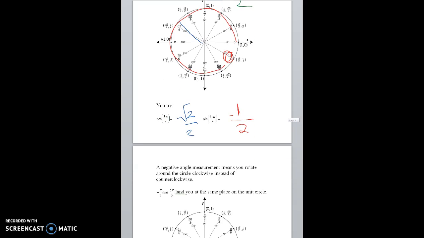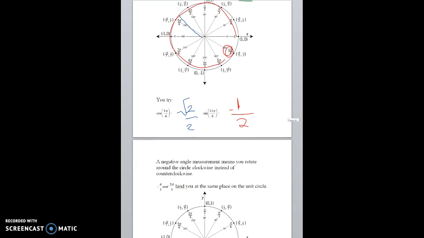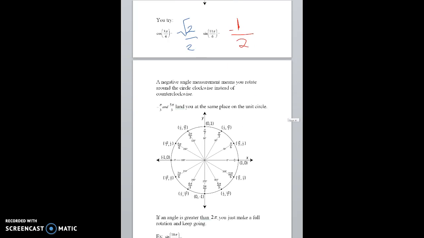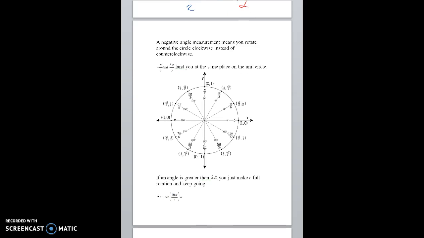So there'll be some problems on the test about this. You'll have your unit circle on the sheet you can bring in. A negative angle measurement means that instead of rotating counterclockwise like this, you just rotate clockwise.